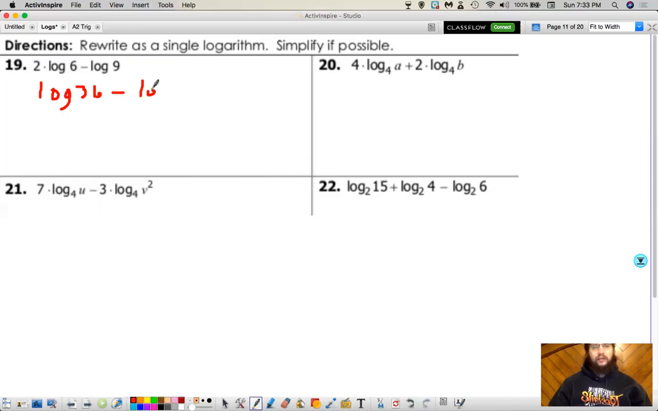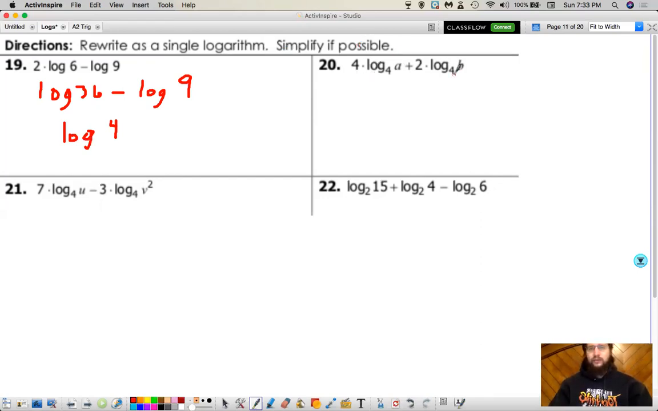minus log of 9. Write out the entire statement. Don't skip around, because if you do, you will get lost and you will mess up. We're subtracting, so we're going to divide the arguments. 36 divided by 9 is 4. Done. It says simplify if possible, but I'm thinking, 10 to what power is 4? Can't tell you. Let's try the next one.